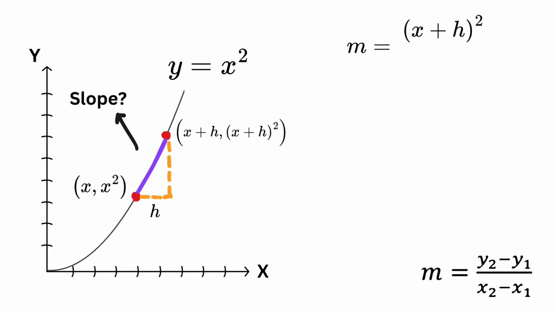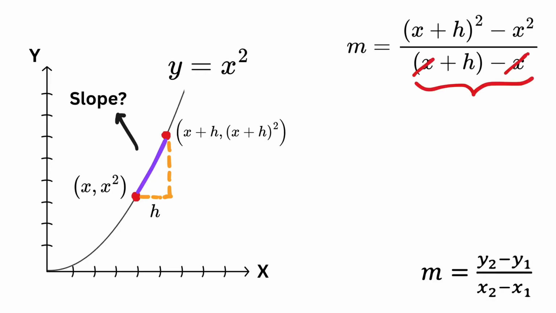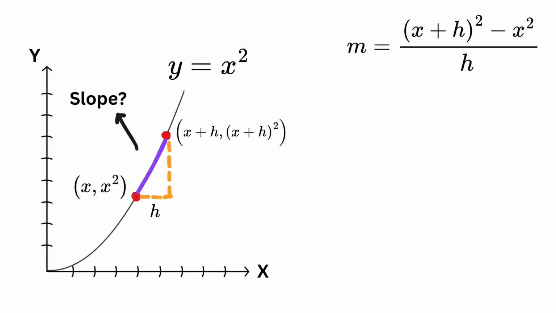So, now, what will be the slope of this line? It will be x plus h whole square minus x square over x plus h minus x. Look at the denominator. X will get cancelled out, and we are only left with h. Now, expand the numerator to get this as x square plus 2x times h plus h square and minus this x square. Oh, look, now x square will get cancelled out, and we are left with 2x times h plus h square over h. Divide it properly to remove h from the denominator, and we are left with 2x plus h. Here comes the magic.